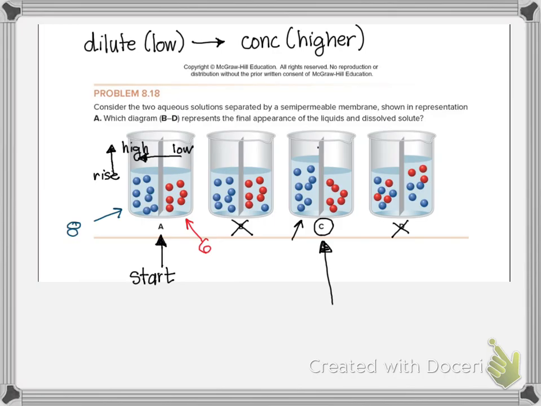The particles themselves are not going to move, but the water is going to move from the side with lower particle concentration, in this case the right side with the red particles, to the left side where you have the blue particles. And in that situation, the water level will decrease on one side and rise on the other. So the answer to that would be letter C.